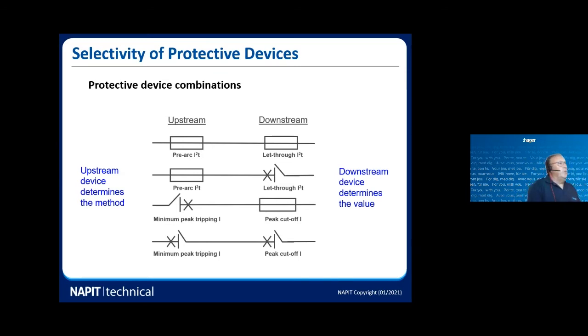So that's the important point of the first scenario. The downstream fuse must not let through more energy than the pre-arc value of the upstream fuse. I'm going to give some examples with numbers in this shortly, and also we're going to look at circuit breakers as well.